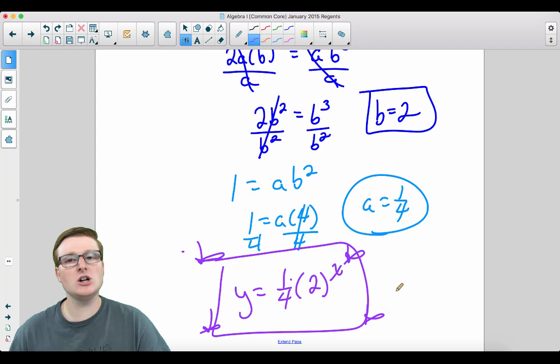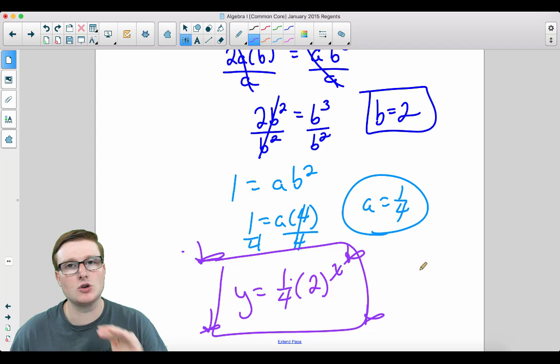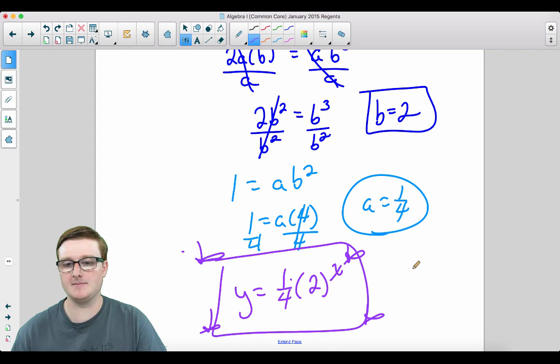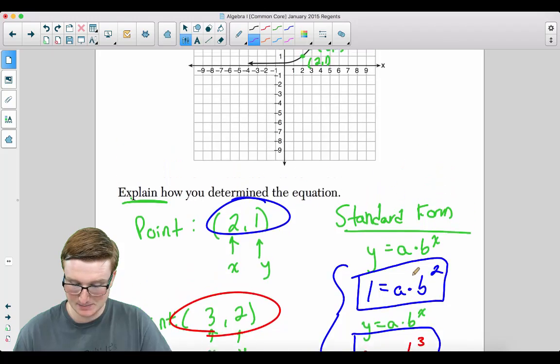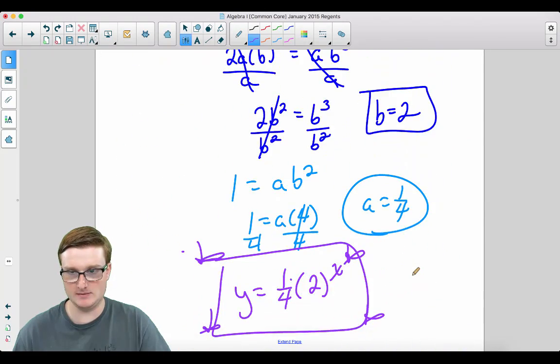Now, if you ever want to check yourself, by all means, graph the points in the calculator, put them in the list spreadsheet, get an equation, and you're going to be fine. All right, now it says explain how you determined the equation.